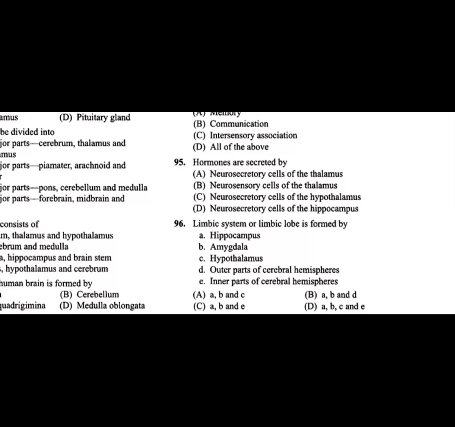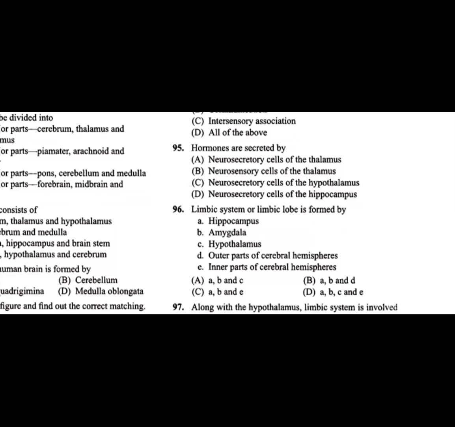Question number 96, the limbic system or limbic lobe is formed by, hippocampus is a part. Yes, the hippocampus is a part of the limbic system. Amygdala is also a part of the limbic system. Hypothalamus is not a part of the limbic system. The outer parts of the cerebral hemisphere are not, because the forebrain is connected with the midbrain, where it has combined many parts which are going to form the limbic system.